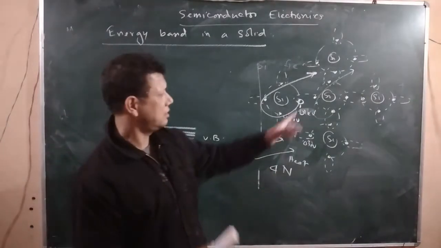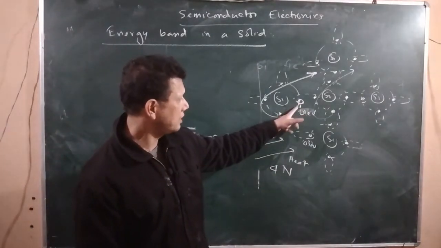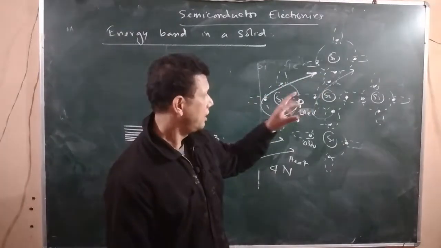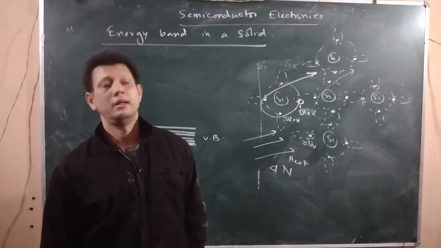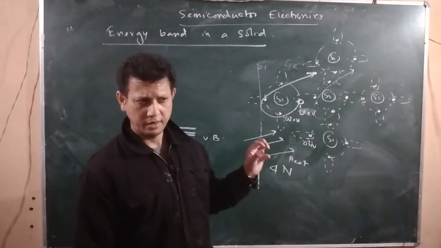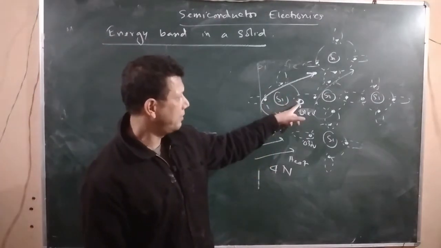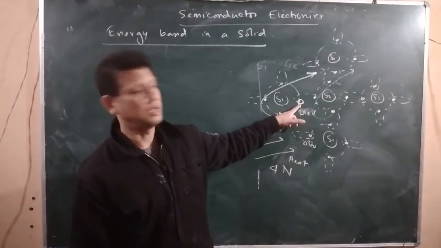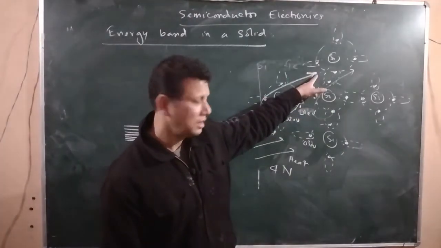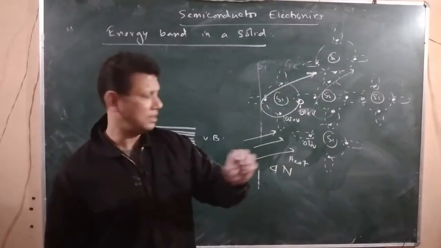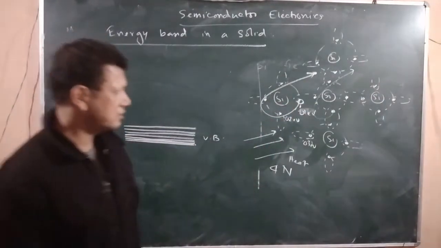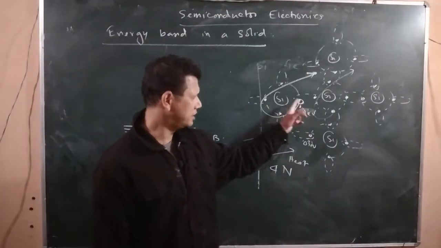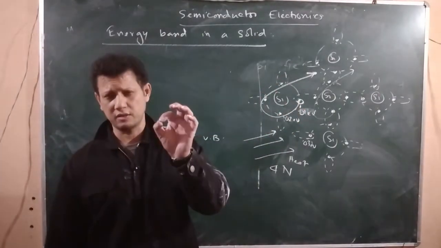So this vacancy from which an electron has become free, this vacancy in the covalent bond, is now known as what? Hole. And hole is always considered to be having a positive charge. Electron we know has negative charge, but the hole is virtually given a positive charge. Actually, physically it is just a virtual concept. Hole is a virtual concept.